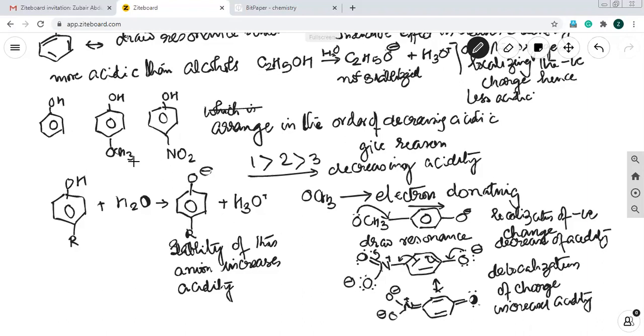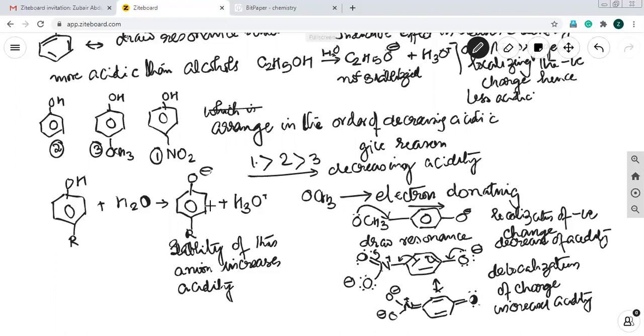So, which is the most acidic one? This is the most acidic, number 1. This is less acidic than this, and this is 3. So, here is 1, 2, 3. Which is 1? Nitrophenol. Methoxyphenol is the least acidic. Nitrophenol is the most acidic.